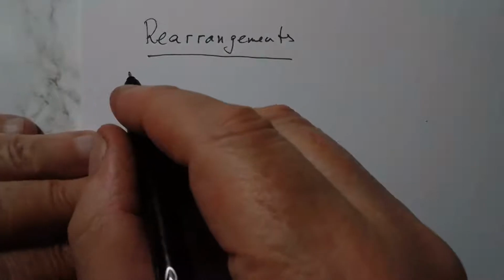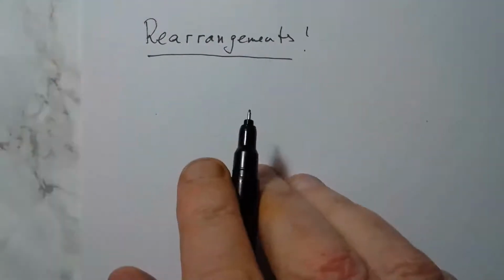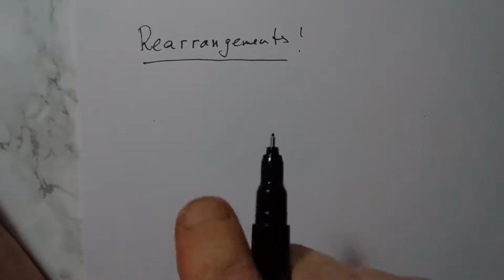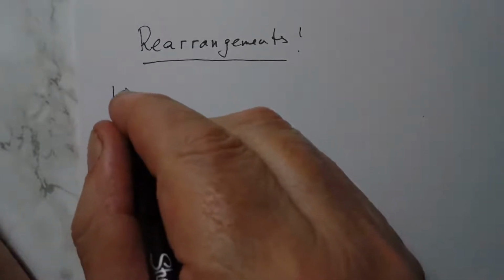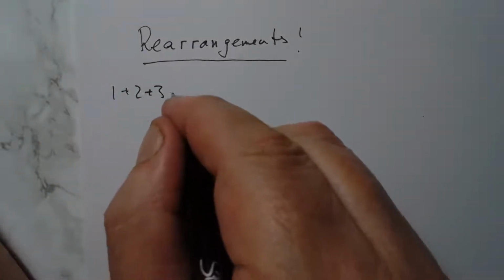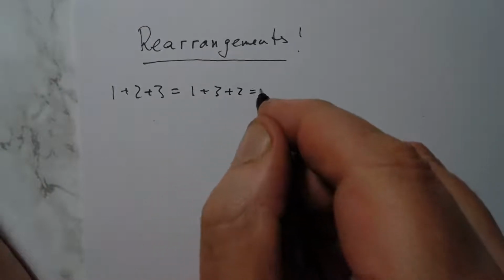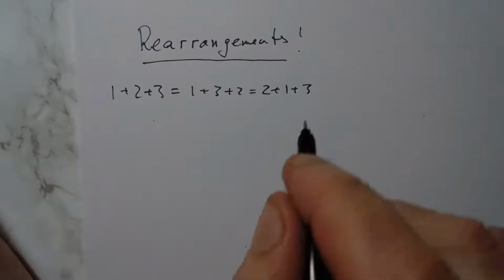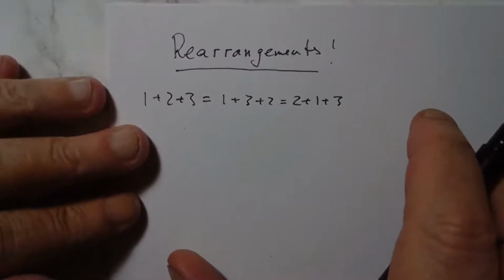Okay, guys. So the last topic of this section is rearrangements, and this is a very, very interesting and acute topic. You may not think that, but it is. So notice that if I want to add 1 plus 2 plus 3, I can add it in any way I want, like 1 plus 3 plus 2, or 2 plus 1 plus 3, or anything of this form, and the result will always come out the same. In other words, the addition is commutative.